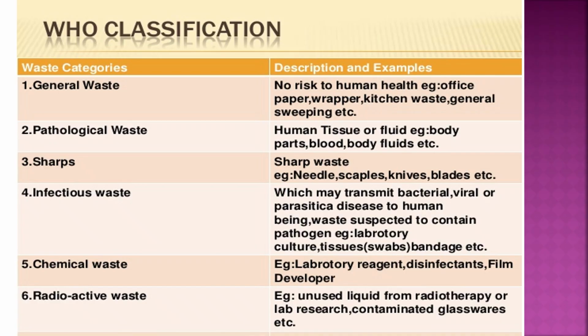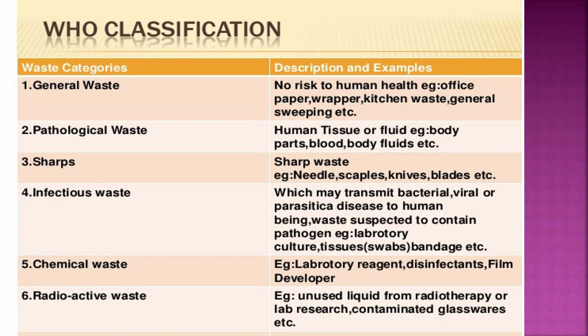So now we will see, according to the WHO classification there are a few categories. So first is general waste. So it is no risk to human health. Example, office paper, wrapper, kitchen waste, general sweeping waste. Then pathological waste. So whatever waste is generated in the pathological laboratory like blood and other samples, body fluids.